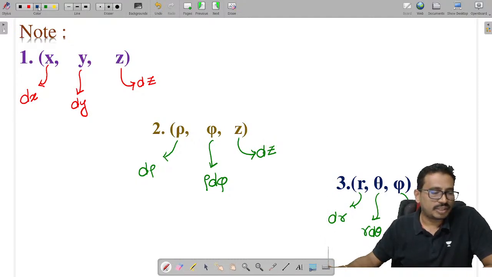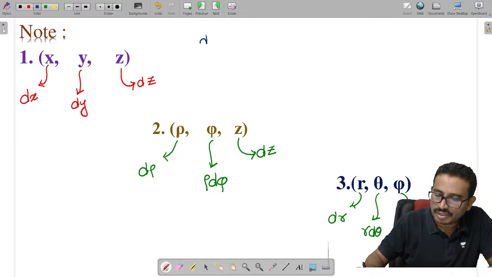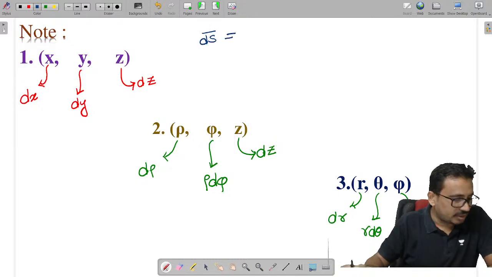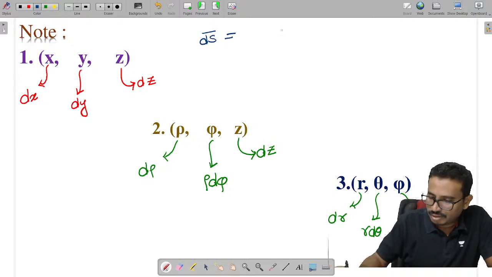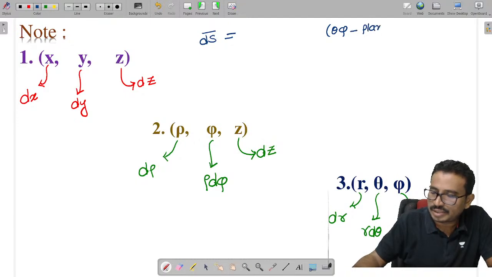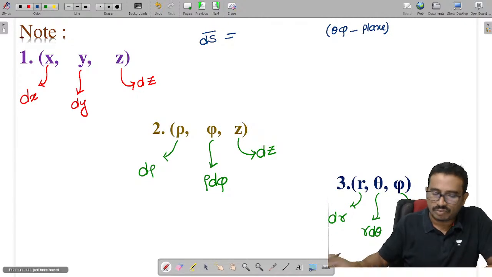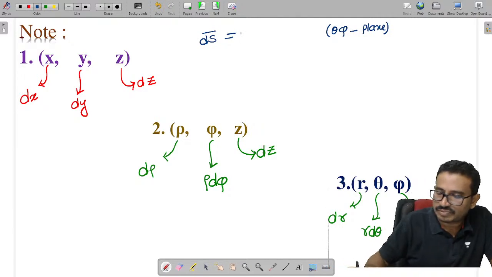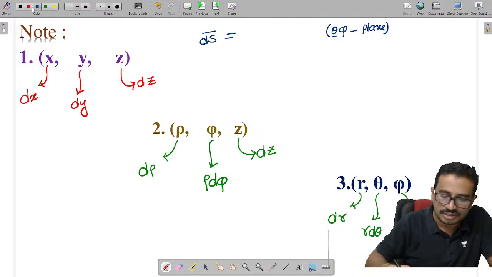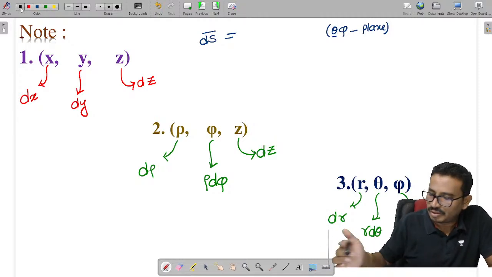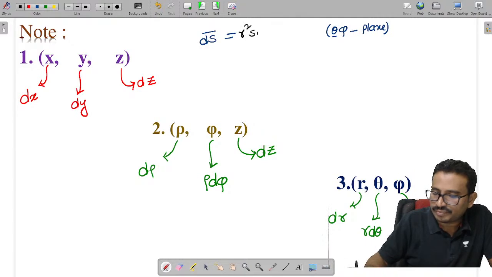Done. So by knowing this, we can easily write things. For example, if I ask for ds in the theta phi plane, what can I say? ds in the theta phi plane is given as what? Change in length along theta and change in length along phi, we have to multiply simply. What will I get? You tell me. This is r squared sin theta d theta d phi, and the direction is perpendicular to the theta phi plane, which is a_r cap.